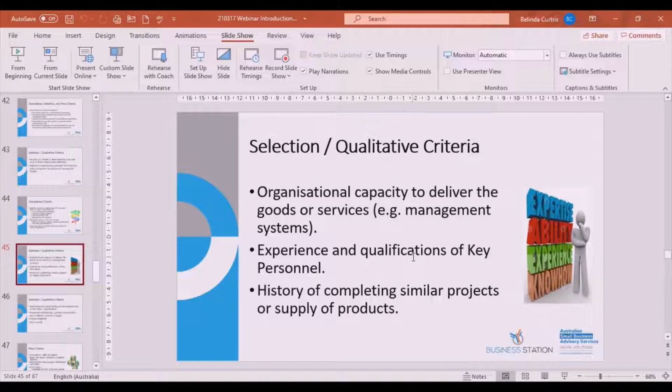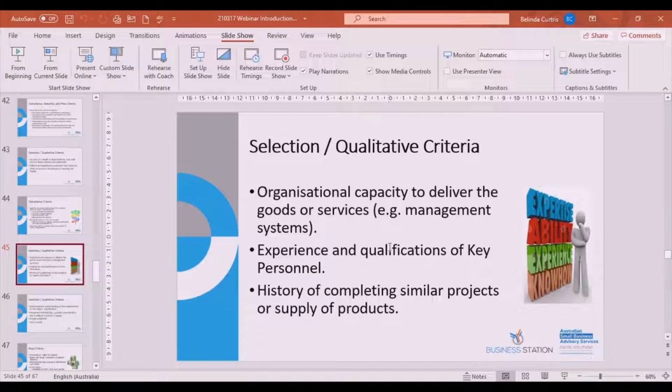You're going to get a question around your experience and qualifications of key personnel. So that's why it's important to have some responses around that. Identify who's going to work on the contract, and make sure that their CVs are up to date. You'll get a question on your history of completing similar projects or supply of products. So this is where you can develop some case studies on how you went about something.